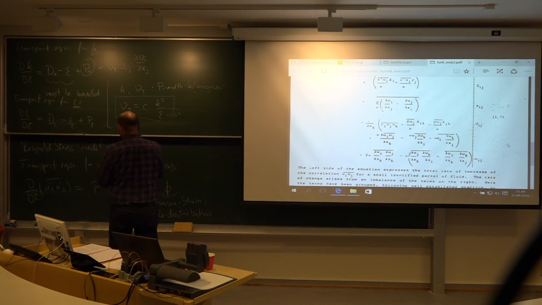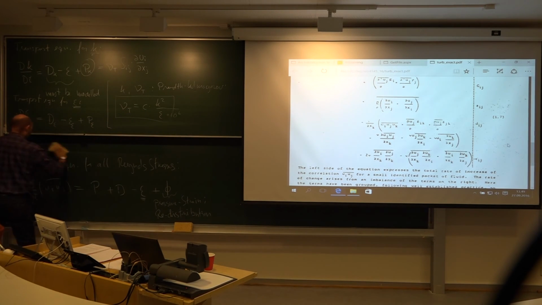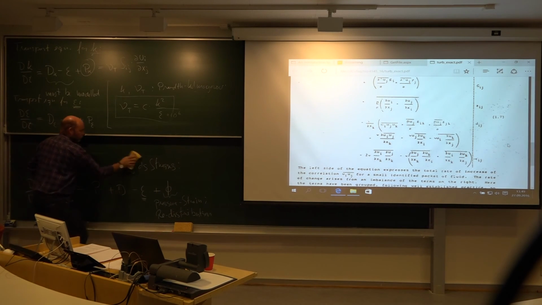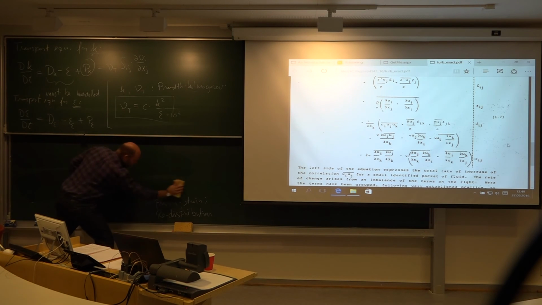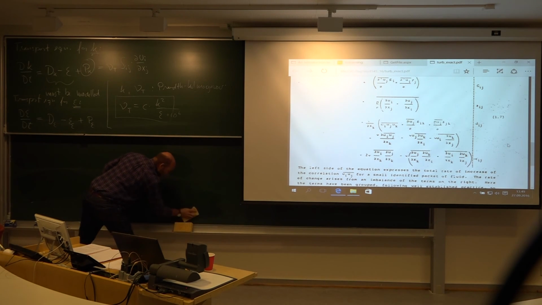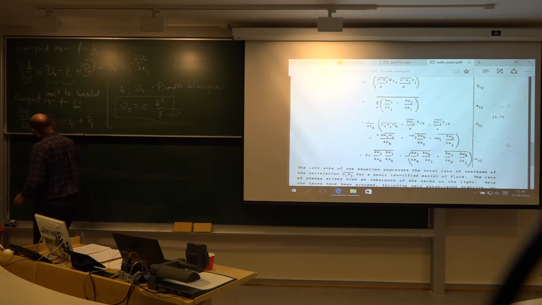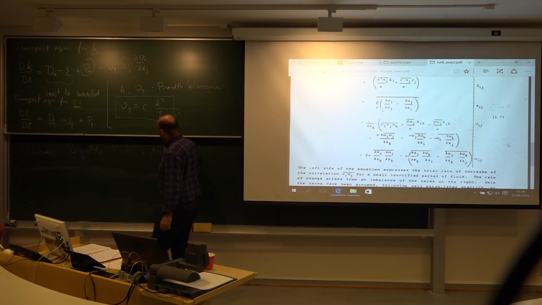The last one we are addressing today, it's a sort of a little bit cheating. It's a model that lies between the 2 equation family and the full Reynolds stress model. It's called an ASM. ASM stands for Algebraic Reynolds model.